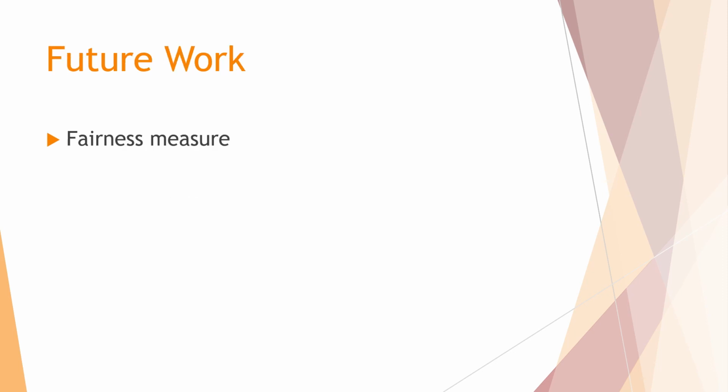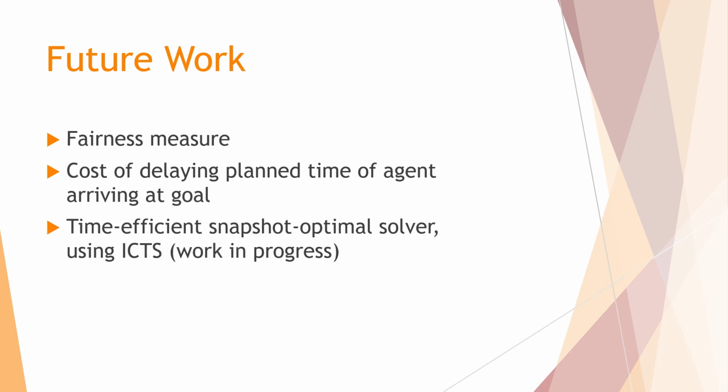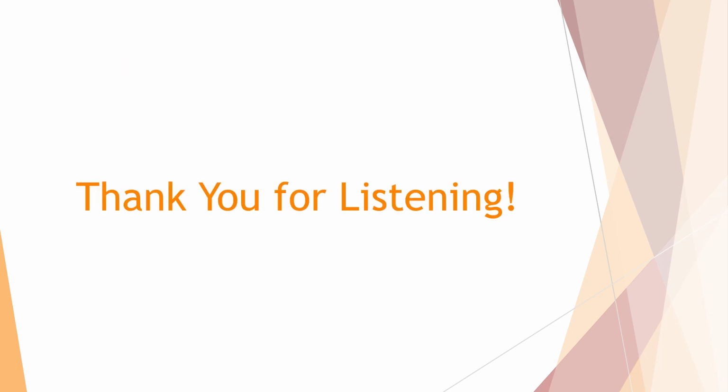Future work could consider a fairness measure in online MAPF, or the cost of delaying the arrival time of agents after they had already been promised to arrive at their goal by a certain time. We're currently researching a snapshot optimal online MAPF solver based on ICTS that may be more efficient than current approaches in terms of runtime. Thank you for listening.